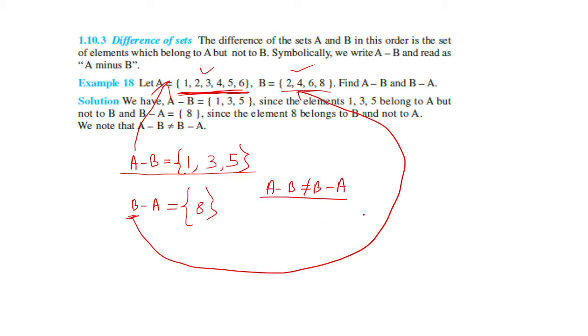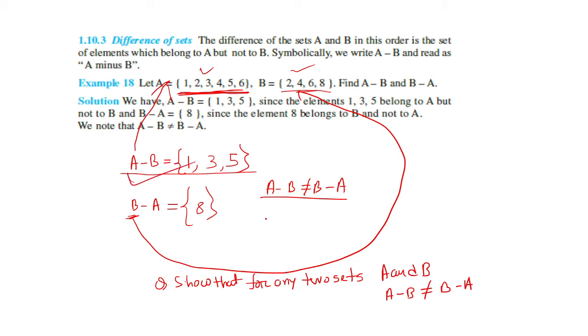If in the exam it is asked to show that for any two sets A and B, A minus B is not equal to B minus A, then you take an example, whatever example you can take, and you can show it like this. First compute A minus B, then compute B minus A, and it will be clear that A minus B does not equal B minus A.